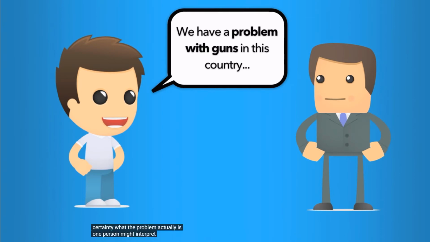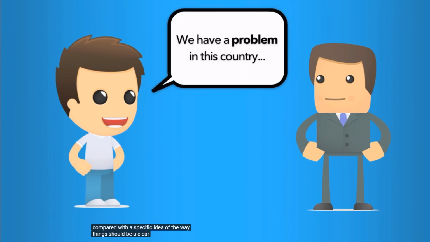One person might interpret that as meaning that there are too many guns overall. Someone else might think it speaks to illegal gun ownership. And yet another might assume the speaker is talking about gun violence. A problem with guns is not really giving a clear definition of a problem. It doesn't specifically say anything about the way things are compared with a specific idea of the way things should be. A clearer problem identification might be if that person said, "We have a problem in this country.